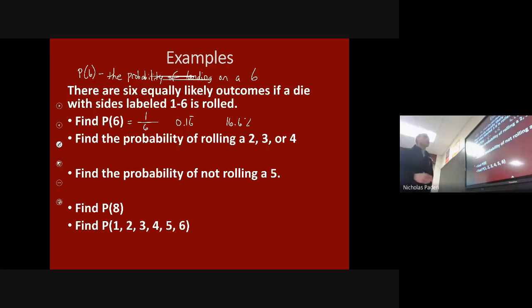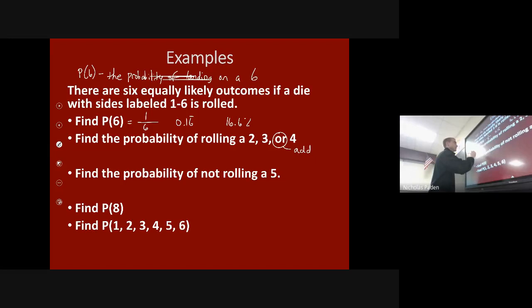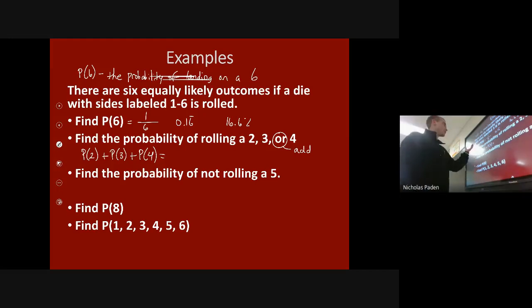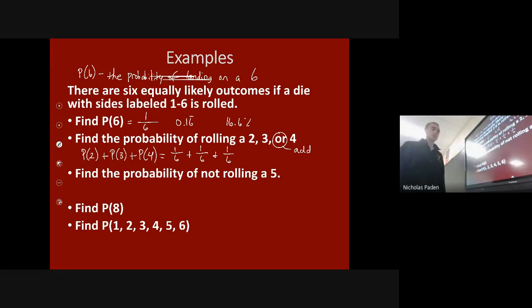The probability of rolling a 2, 3, or a 4. Anytime you see the word or, you want to add the probabilities. So what this means is that we're finding the probability of landing on 2 plus the probability of rolling a 3 plus the probability of rolling a 4. Well, the probability of rolling a 2 is 1 out of 6, plus the probability of rolling a 3 is also 1 out of 6, plus the probability of rolling a 4 is 1 out of 6.